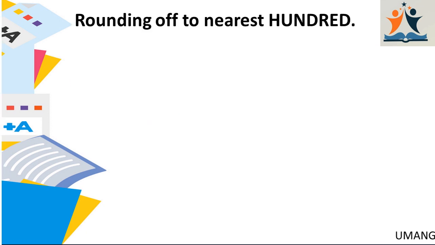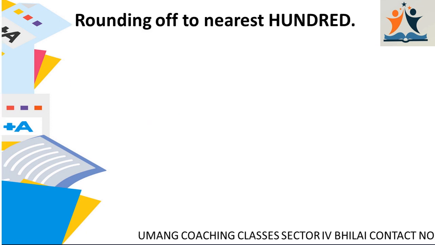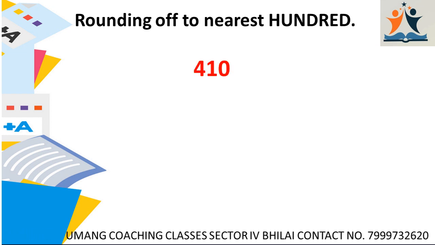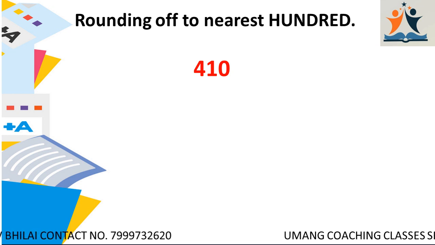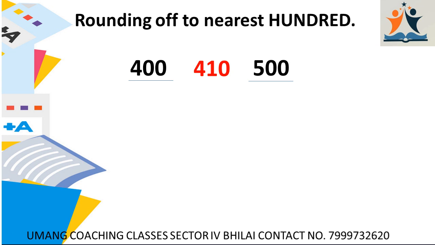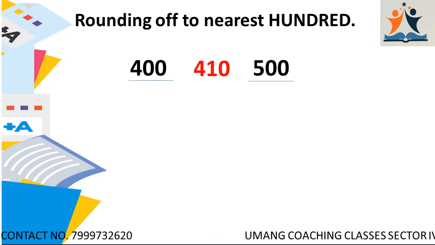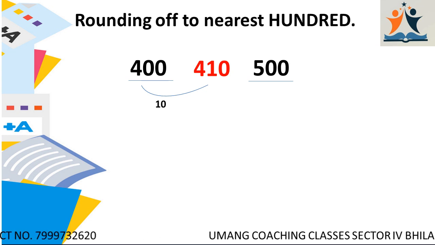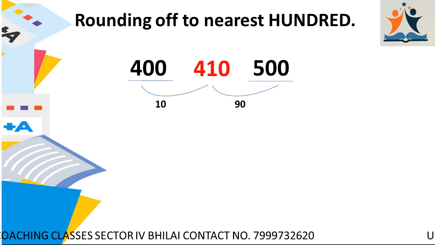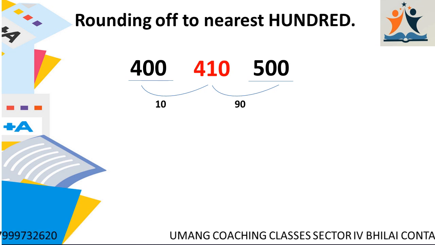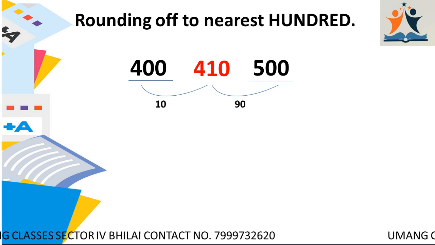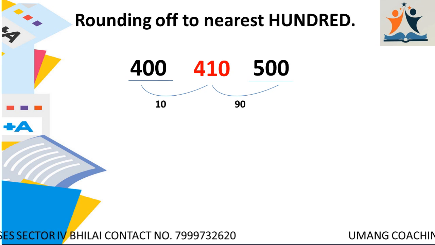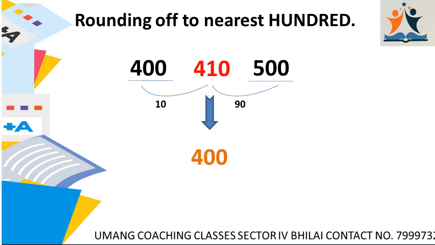Okay. Now see the rounding off to the nearest 100. What to do in such cases? For rounding off to the nearest 100, let's suppose a number 410. So 410 is nearest to which hundreds? It is nearest to 400 and 500. The difference between 410 and 400 is 10, and the difference between 410 and 500 is 90. So tell me, it is nearer to which? Obviously, 410 is nearer to 400. So the rounding off of 410 to the nearest 100 will be 400.